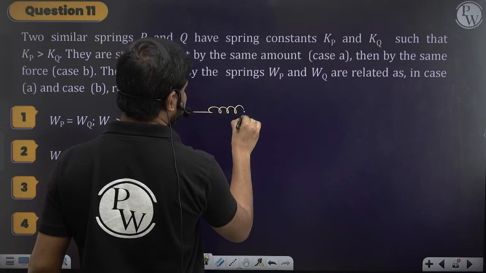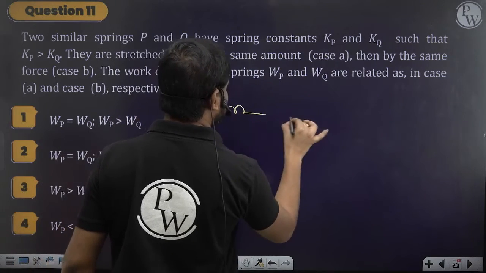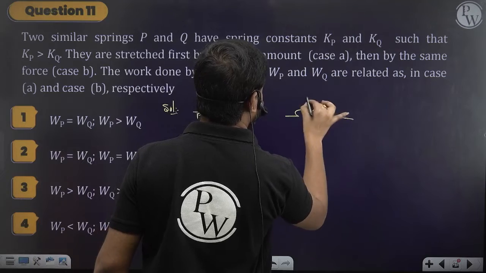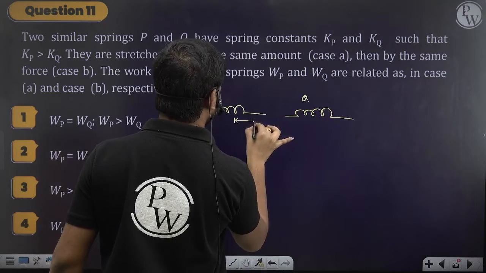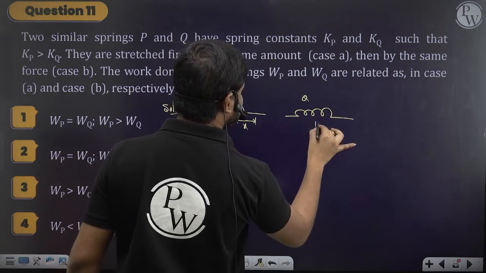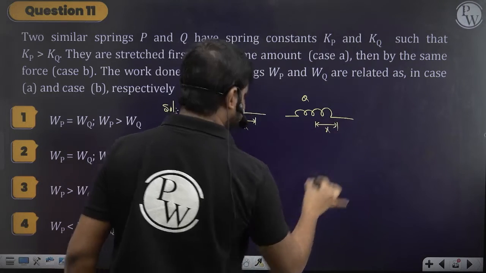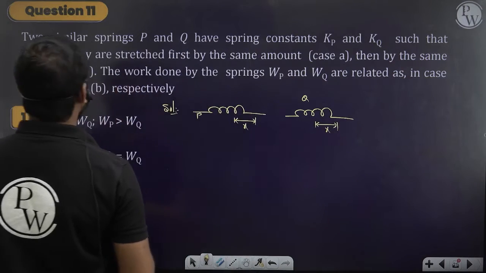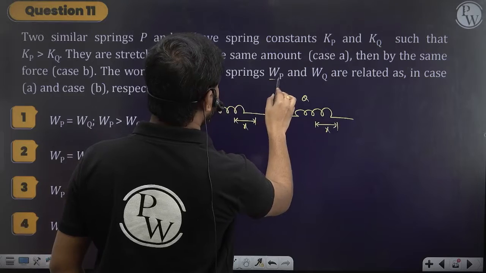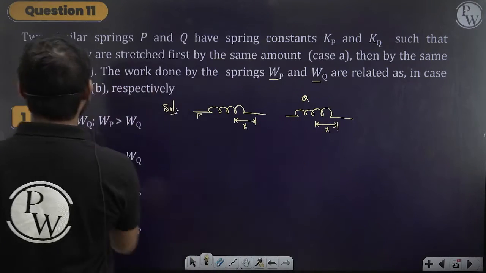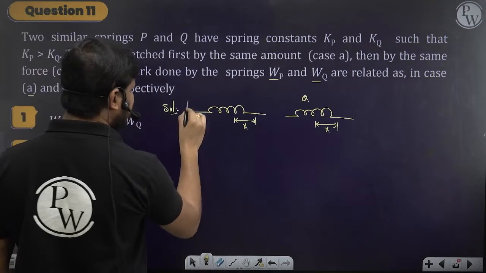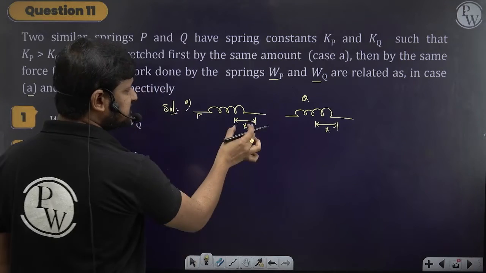Same amount means, see here, let's suppose this is spring P and this is spring Q. Spring P is stretched by some distance x, and Q is also stretched by the same distance x, right? Then what is the work done by the springs, WP and WQ, in case A? So in case A, they are stretched by the same amount.